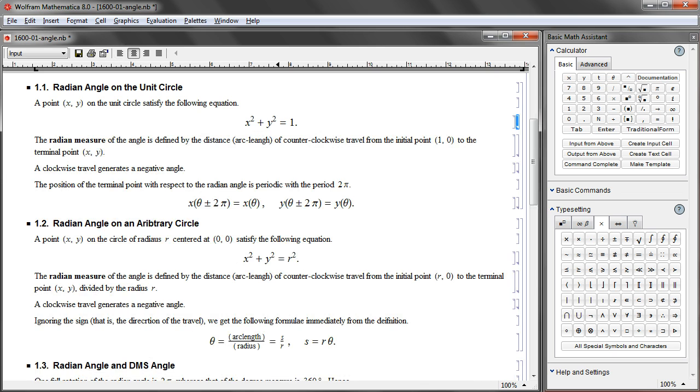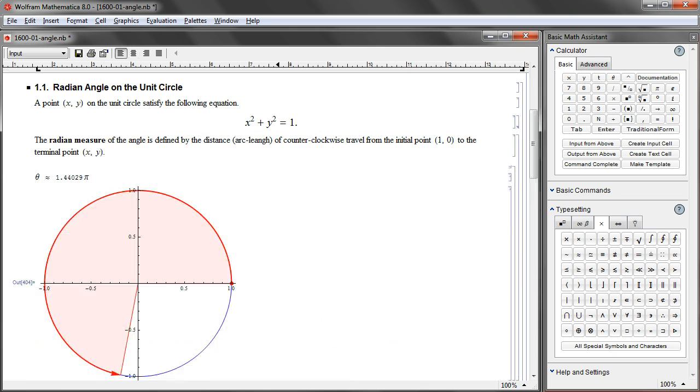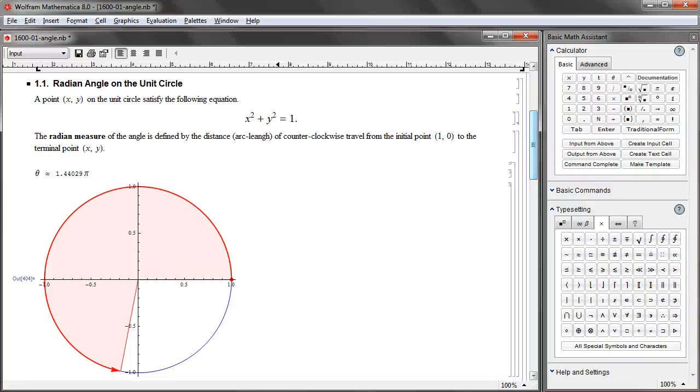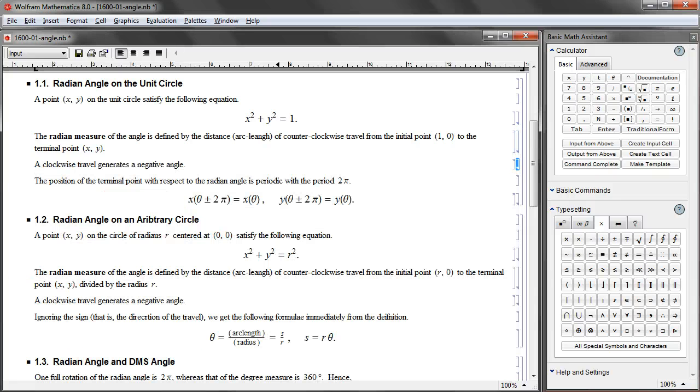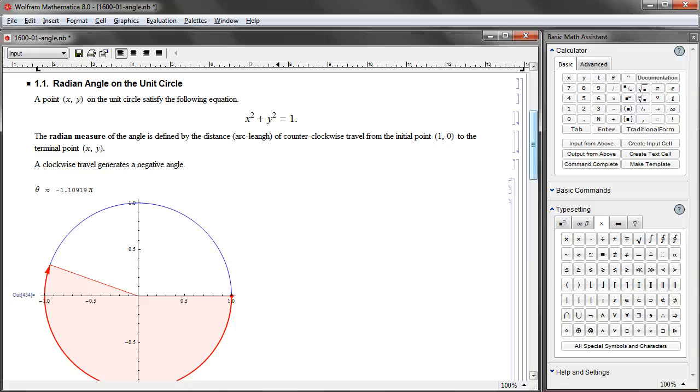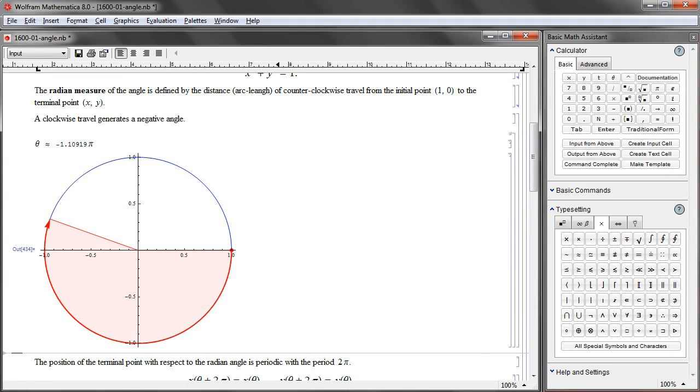Now, here is the visualization of the radian measure, or radian angle, on a unit circle. It's the same as the counterclockwise distance of motion starting from the initial point to the terminal point, or the counterclockwise arc length. This program is randomized, so you can try various things. If you move backward, that is, if you move clockwise, then the angle is negative.